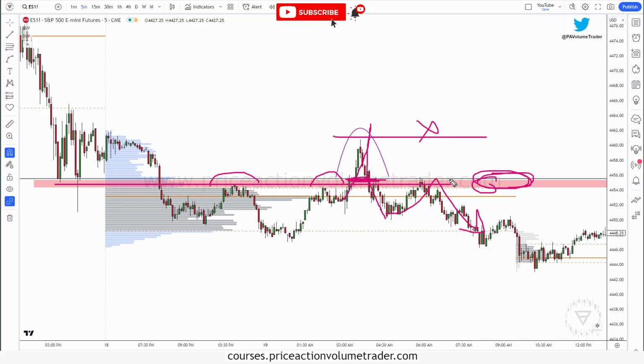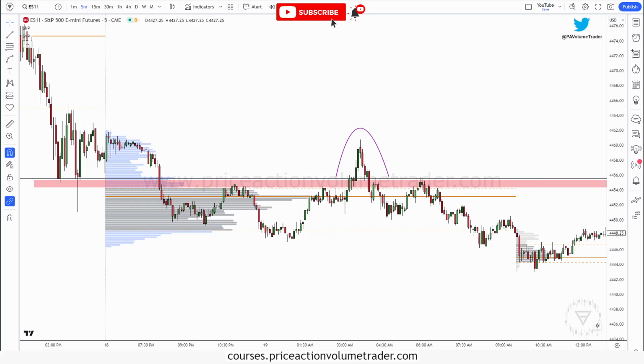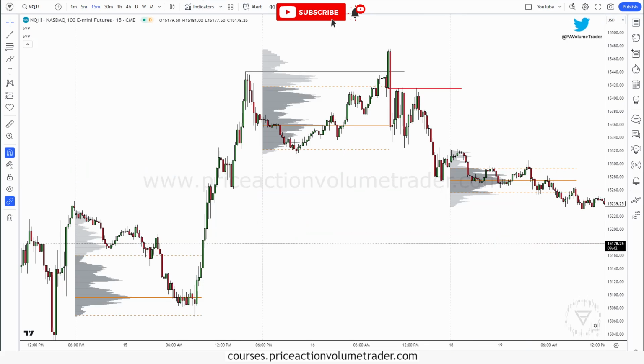Okay, then if we go into another example, this is the NASDAQ market intraday chart again, and this is the 15-minute chart.